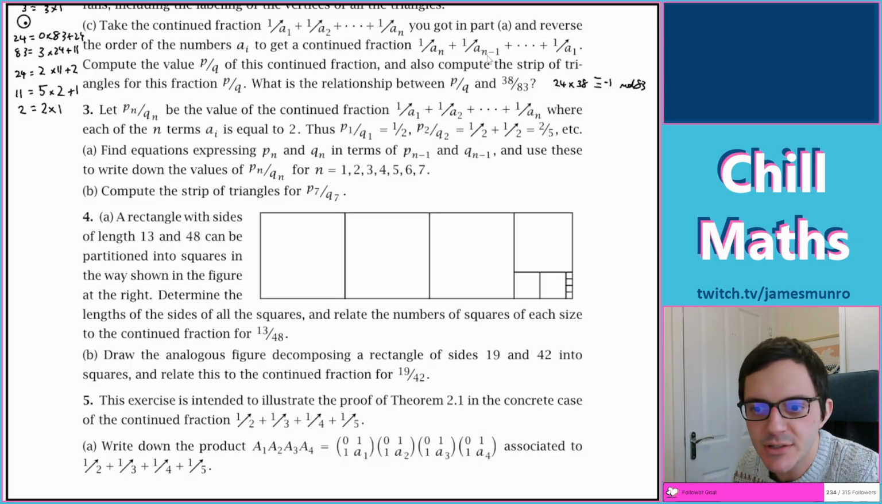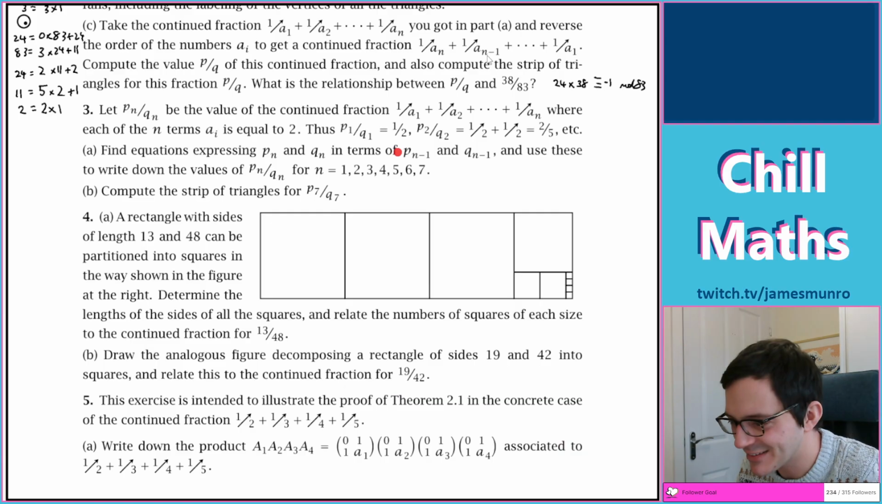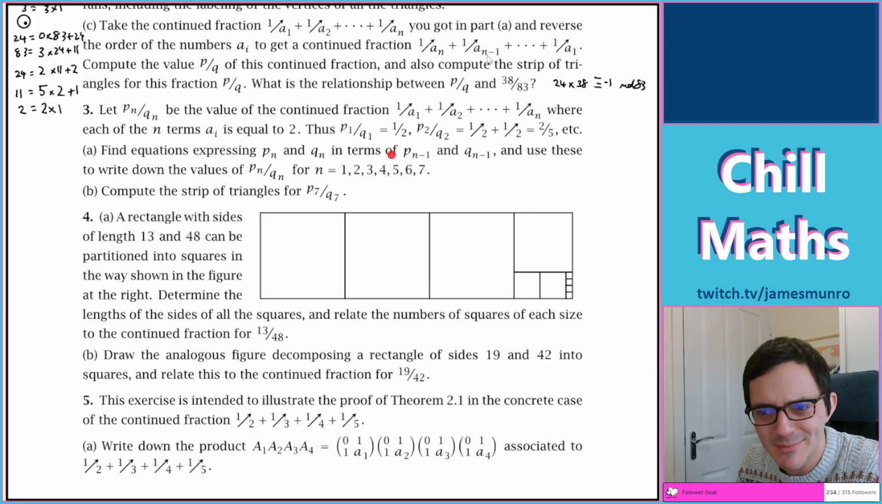Find equations in terms of P minus 1 Q. I think I'm alright. Each of the n terms of AI is equal to 2. Oh, like this. Okay. I think I'm alright. A rectangle with the questions are all 2, so it's going to be. Anyway, never mind. A rectangle with sides like this. It's the sort of square root 2 thing, isn't it? That Maths 2 made me do last time. It's all the 2s, like your username.